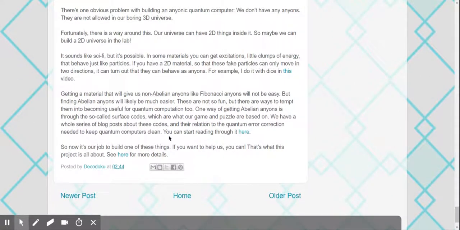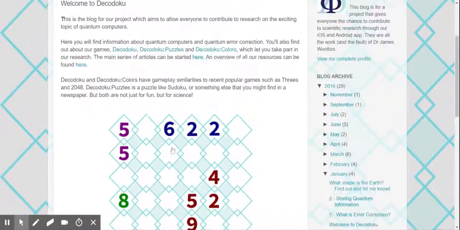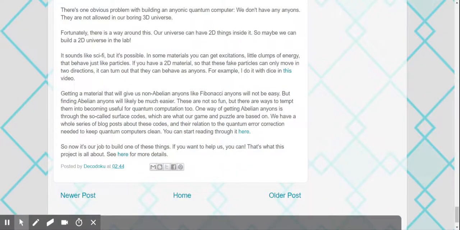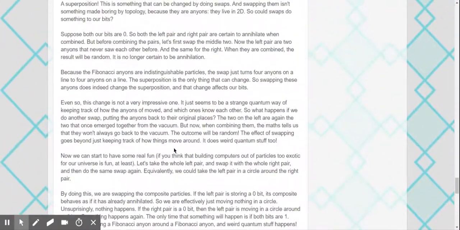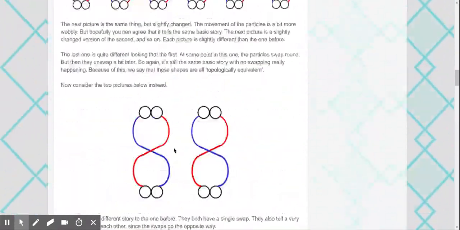So now it's your job to build one of these things. If you want to help us, you can. That's what this project is all about. See here for more details. So this is what this game is all about. I might come back to this.